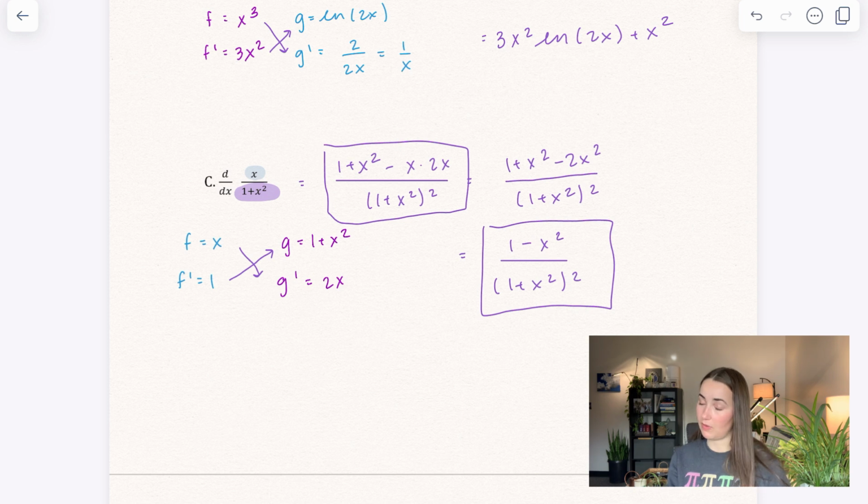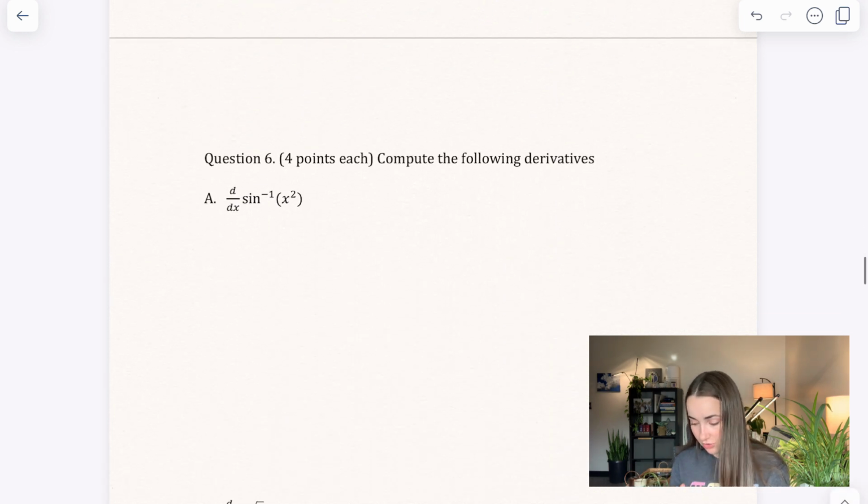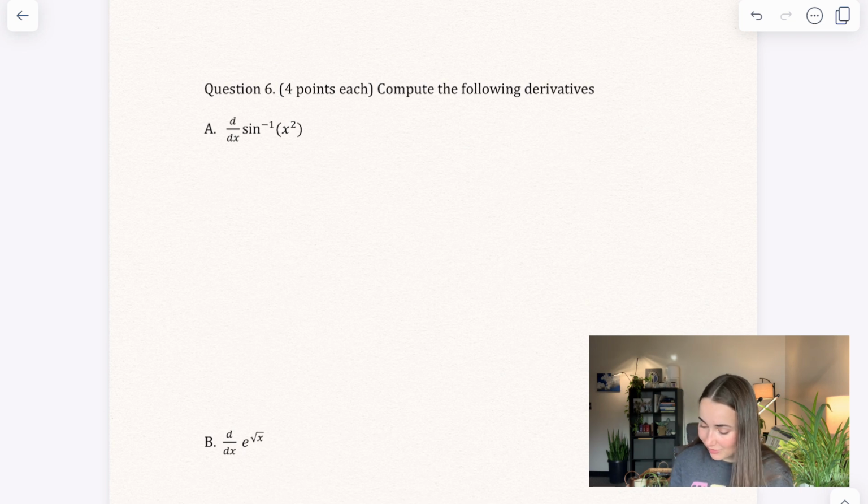If you just want to simplify, great. But sometimes when you continue simplifying, you have more room for error, which is why we tell our students to just kind of leave it. But again, it depends on your teacher. Well, here we have some more derivatives. Ooh, inverse sine, everybody's favorite.